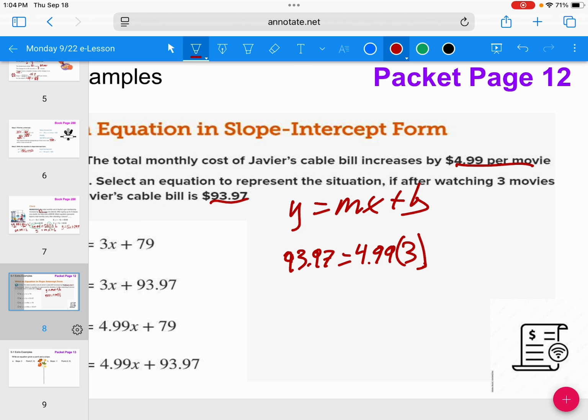Now, I have plus b. I don't know what my starting point is. We're going to figure it out. So I'm going to multiply $4.99 times 3, which is going to give me 12, 13, 14. So it'll give me 14.97.